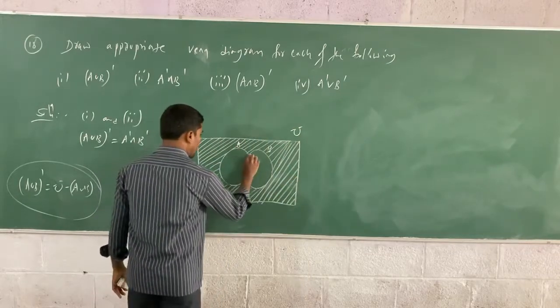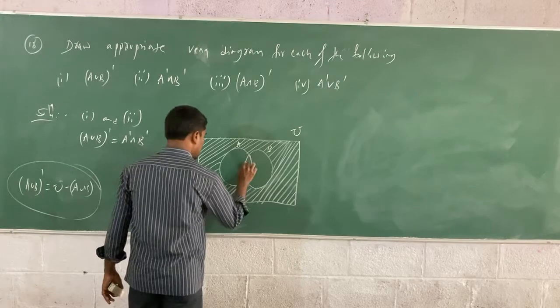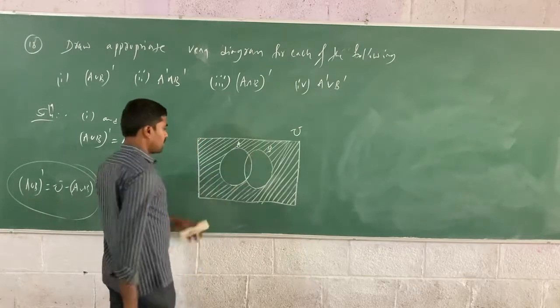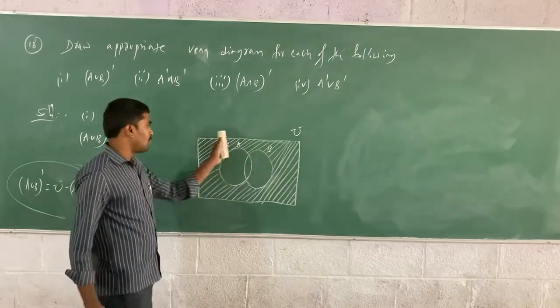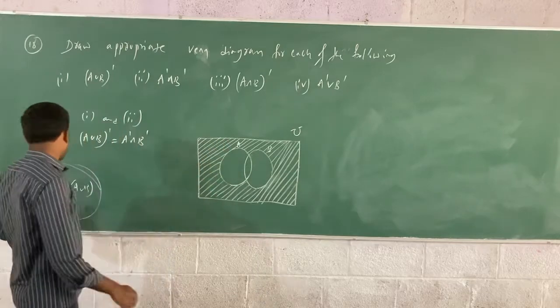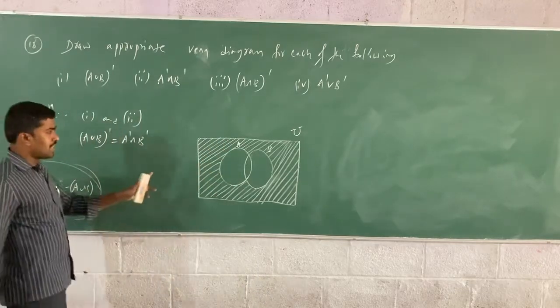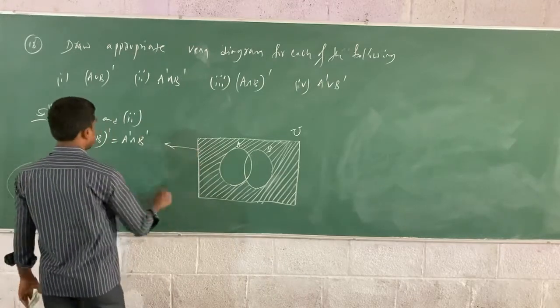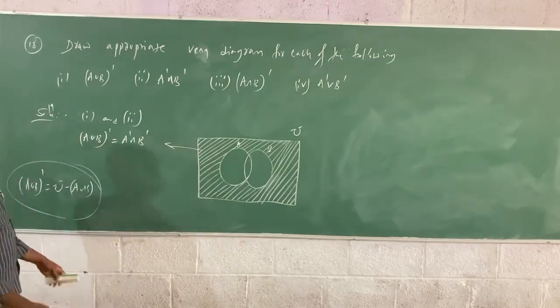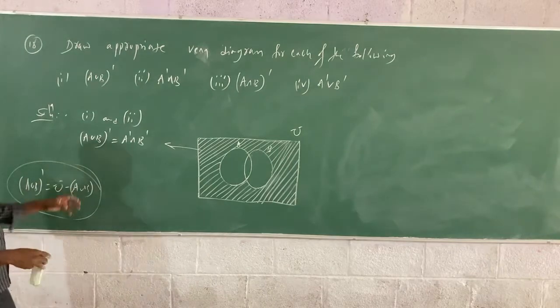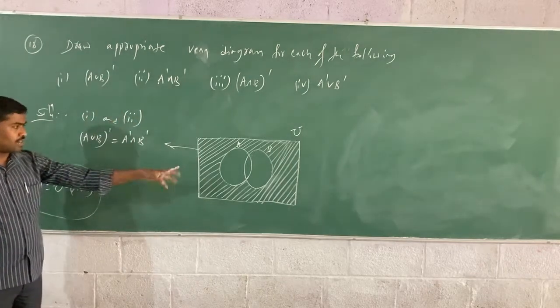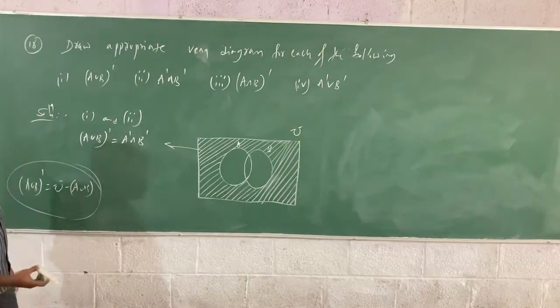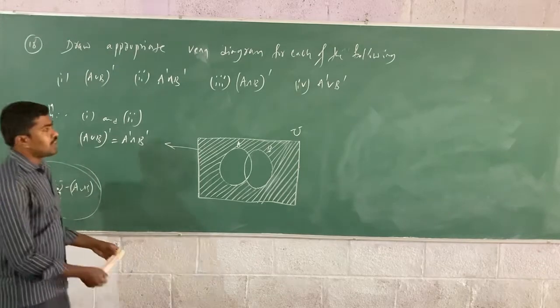What is this? This is complement of A union B. So the A union B portion is this, and then the rest of the universal set is the complement. Then this portion is nothing but this one. Complement of A union B is equal to complement of A intersection complement of B. So it is the same diagram. Okay? Right. Next, third one and fourth.